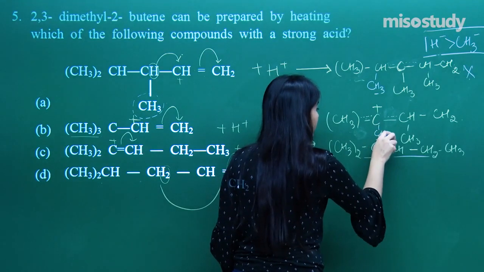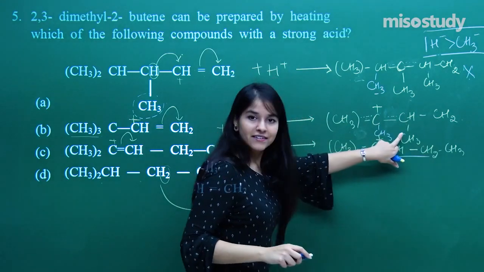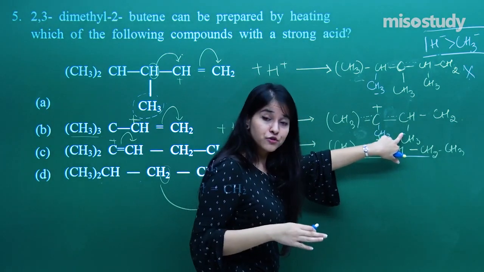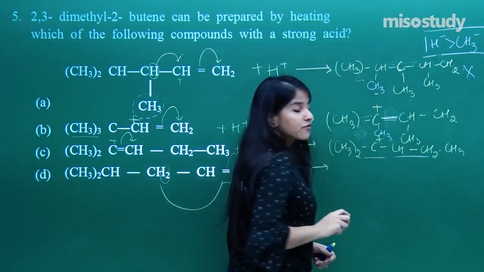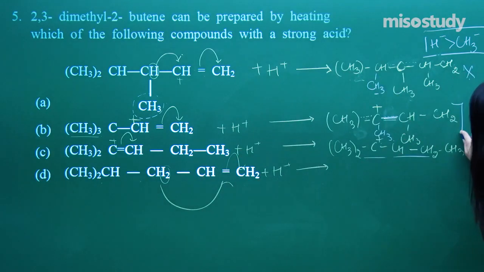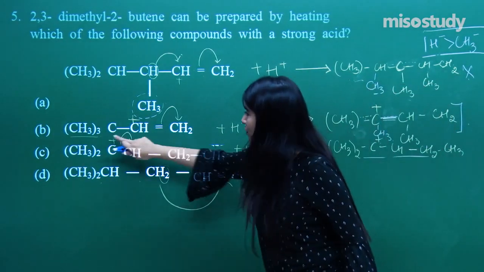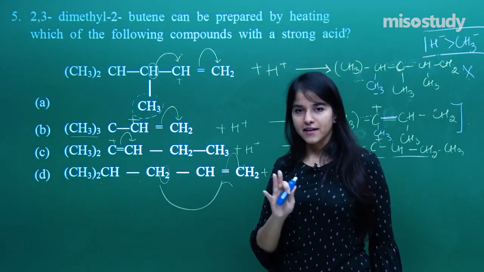Let me just have a methyl over here. 1, 2, 3, 4. 2,3-dimethylbutene. As I told you, there is a possibility of a double bond over here, so we can have a double bond over here. So the answer would definitely be this, having the least number of carbons, resulting in 2,3-dimethylbutene. That is the answer.